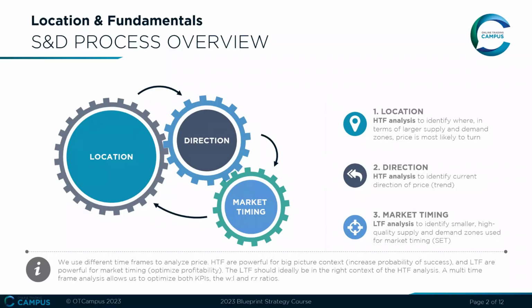So without much further ado, let's talk about the supply and demand process overview. And as you can see, this is going to be a 3-step process. Here we're just speaking about technical analysis, the supply and demand process. We are not adding fundamentals in this slide. So just looking at technicals, the supply and demand analysis, we're going to perform a 3-step analysis. It all starts with location, then direction, and the 3rd step is what we would call market timing.